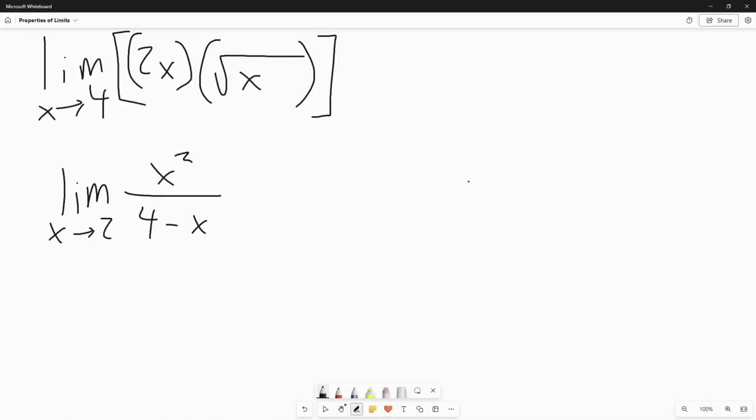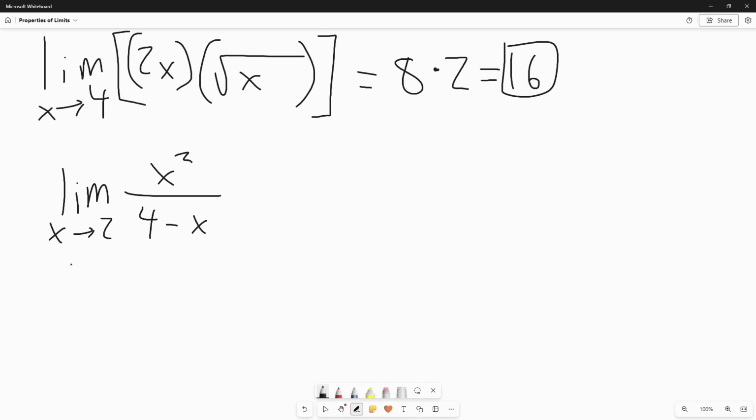Now let's do some more examples. Here I've written the limit as x approaches 4 of 2x times the square root of x, and we learned that if we have something like this, we can separate the first function and the second function, evaluate the limits of both, and multiply them together. So for this one, the first function would be 2x, the second one would be square root of x, because that's what we're multiplying together. So it's going to be the limit as x approaches 4 of 2x, and that's just 8, multiplied by the limit as x approaches 4 of square root of x, which is 2. So we have 8 times 2, and that's just 16.